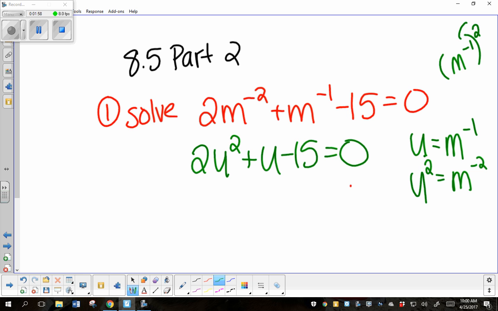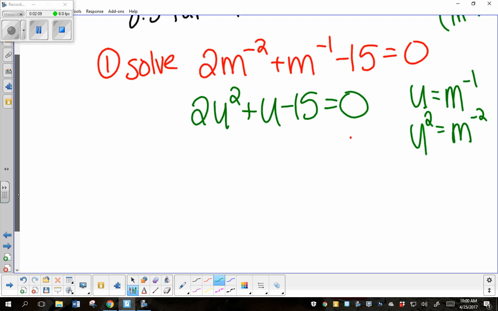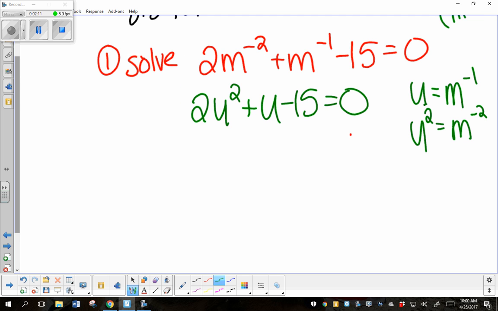Let's see. We could try factoring. What method do we have to use if we're going to factor? We have to use the AC method. How do we know we have to use AC? Yeah, there's a number in front of u squared other than 1. So we're going to have to do a times c, 2 times negative 15. That's negative 30. So we want to figure out what multiplies to negative 30 and adds up to what?